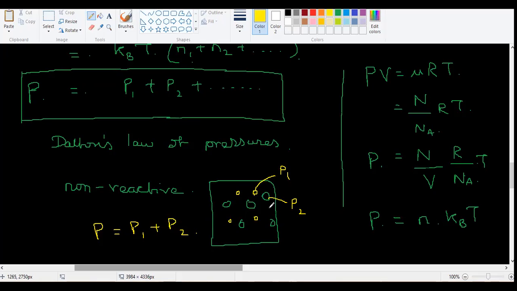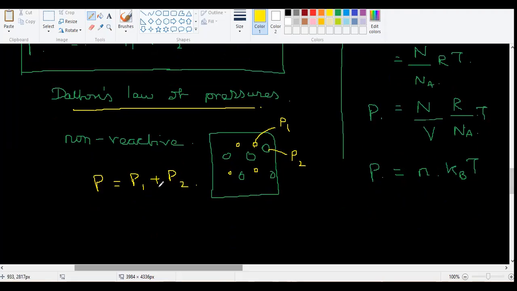What do you mean by partial pressure? If I remove the green molecules and keep only the yellow one, what is the pressure? That is what is called P1. The container is kept the same. If I remove the yellow one and put only the green one, that is your pressure P2. Now if I put them together, P1 plus P2 will be the total pressure. That is what is called Dalton's law of partial pressures. Sum of the partial pressures. So these are the partial pressures.